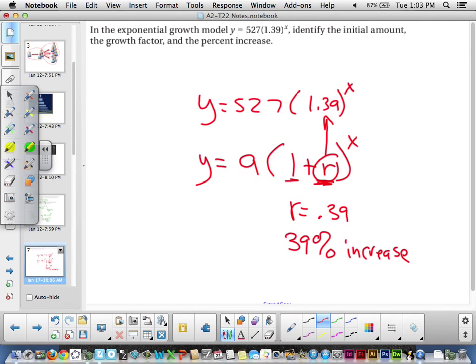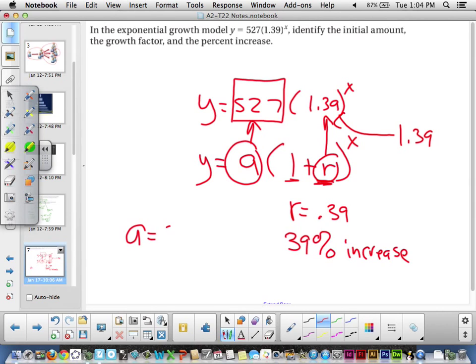So then our growth factor, it's a 1.39 growth factor, meaning your previous amount is being multiplied by 1.39. And to find your initial quantity, you always plug 0 into the equation. It'll give you your initial quantity. If you throw 0 in for an exponent, you get 1. And so our initial quantity is 527, which coincidentally, or not coincidentally actually, the initial quantity is a. So we start with 527. We grow at a rate of 39% for a growth factor of 1.39.